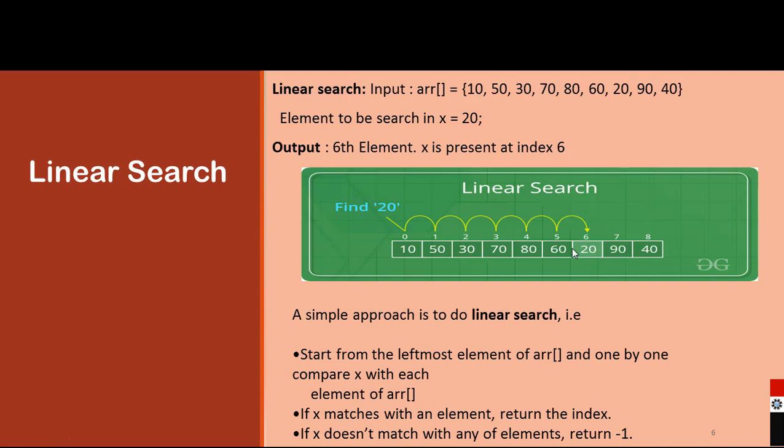Now take the seventh number, that is 20, and compare it with number 20. Now it is matching. So we have found the number 20 at index 6 in the array. In linear search, start from the leftmost element of the array and one by one compare x with each element of the array. If x matches an element, then return the index. If x does not match any of the elements, then it will return -1.